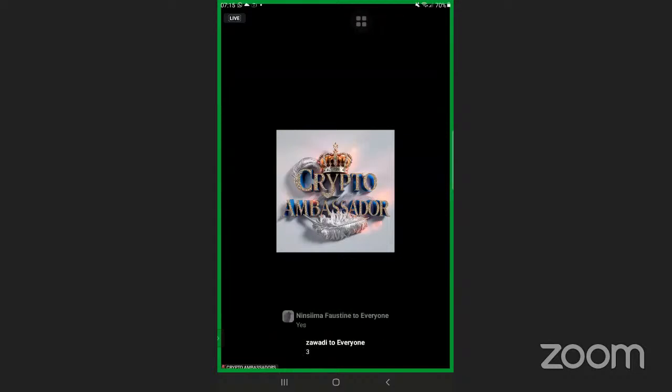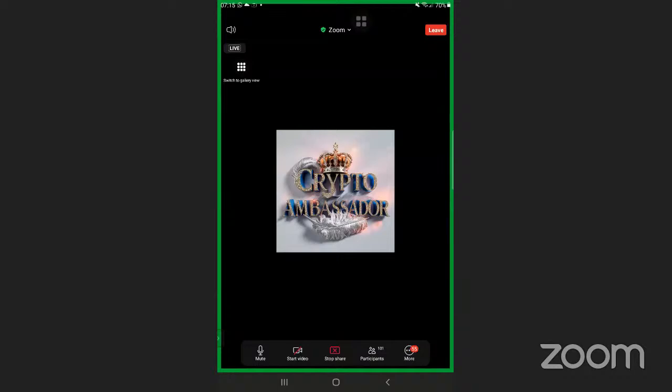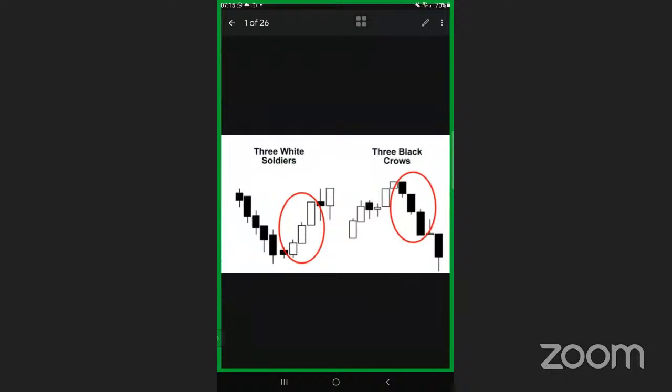So those are the three white soldiers. It is a candlestick chart pattern that signifies market reversal to the upper side. It is a prediction of the market to reverse to the upper side. All right, the three white soldiers.